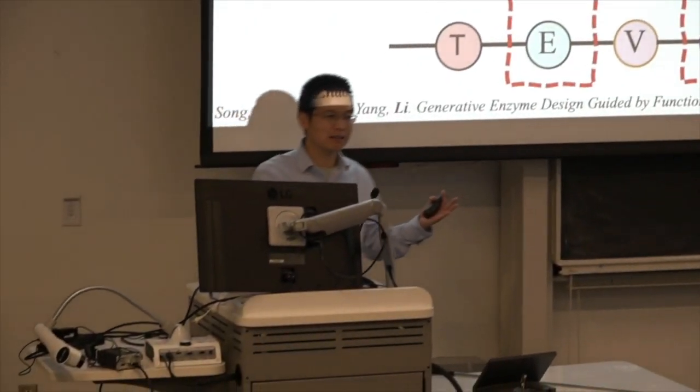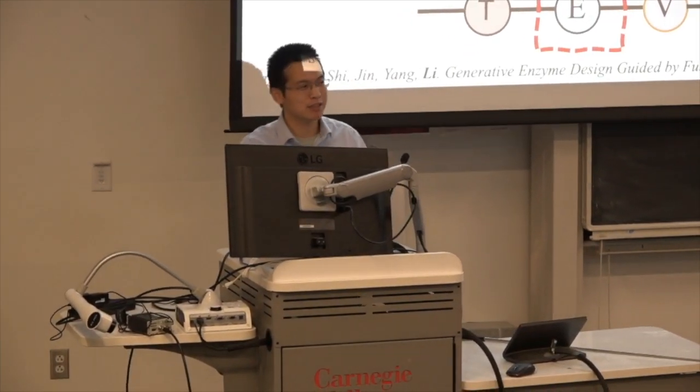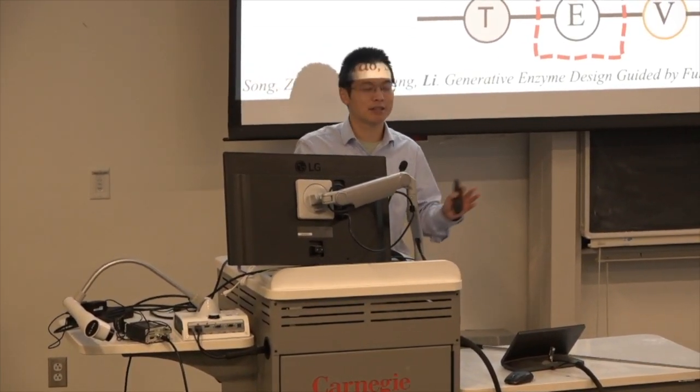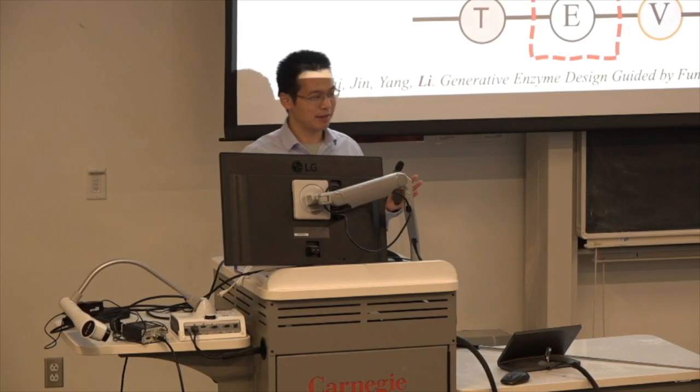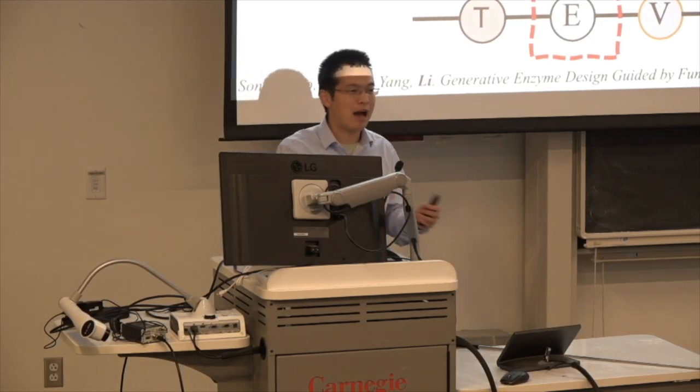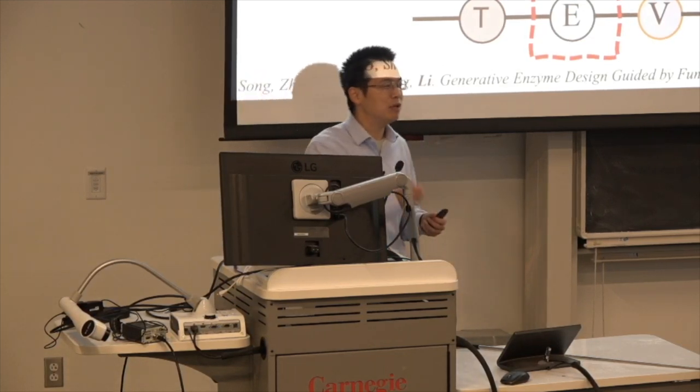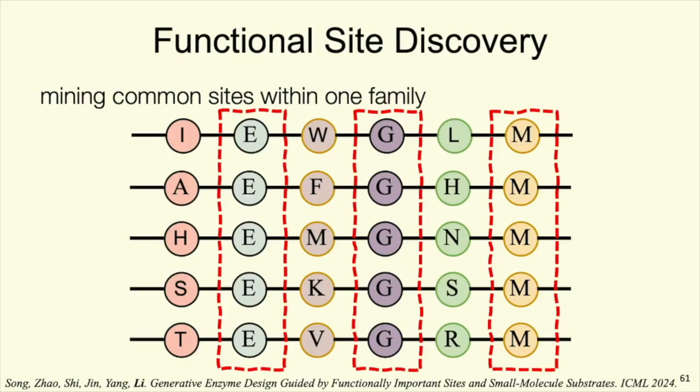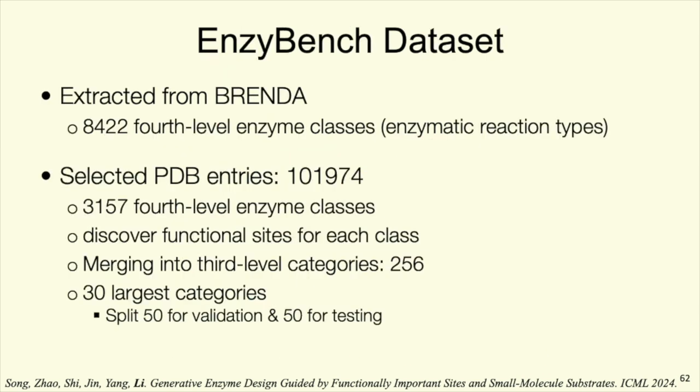And then we can do that for each of the categories. For each category, we find a different set of functionally important sites. And at inference time, once we know which category we are going to generate, we will give these automatically mined functionally important sites as the input to guide the generation.